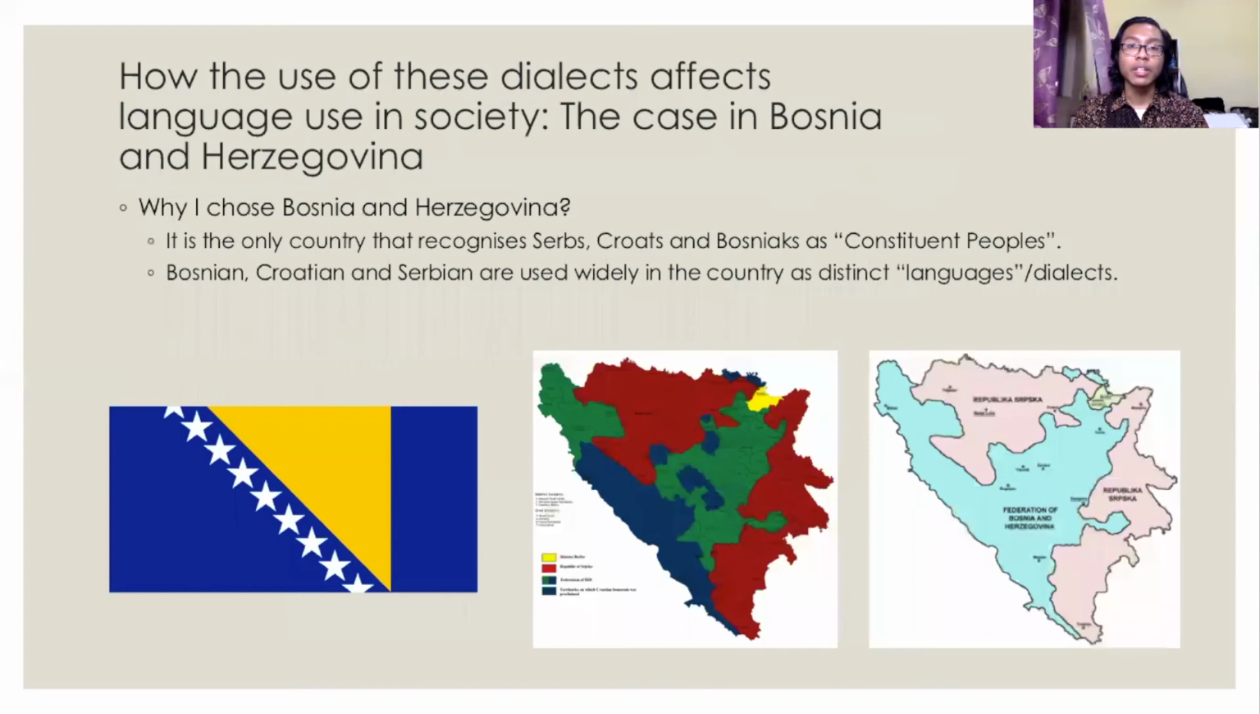Okay, what about the case study I want to present here, which is based on Bosnia and Herzegovina? The main reason why I chose Bosnia and Herzegovina is because it is the only country that recognizes Serbs, Croats, and Bosniaks as constituent peoples, and Croatian and Serbian are also used widely in the country.